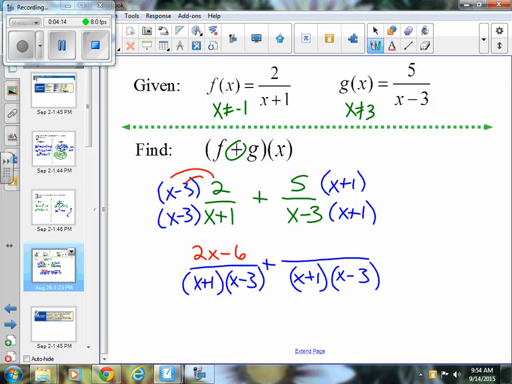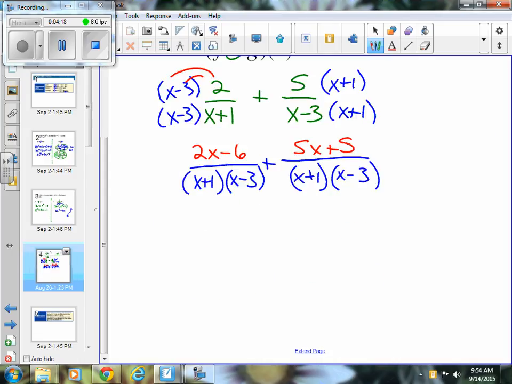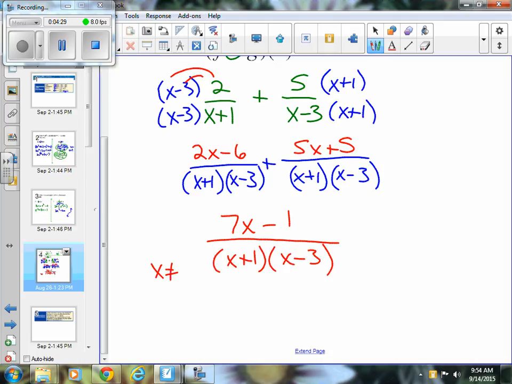So 2x minus 6, 5x plus 5, and we can go ahead and add our like terms together. So that looks like it would be 7x minus 1 over x plus 1, x minus 3. And remember, x can't be equal to -1 or 3 still here because that's two factors that would make the denominator 0. Now, none of those are common factors, so I can't reduce the fraction, but I could do this if I wanted.